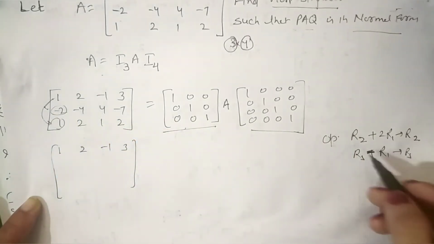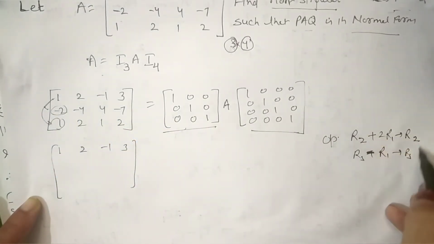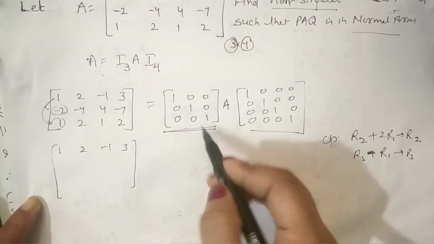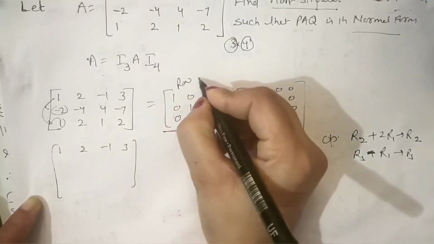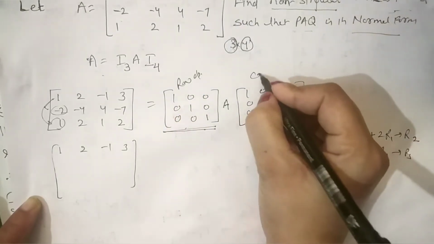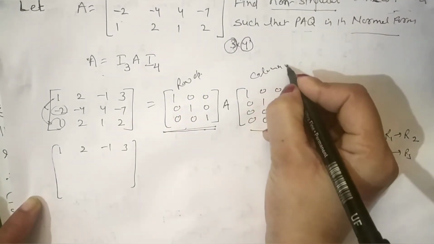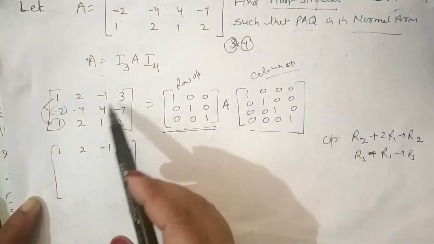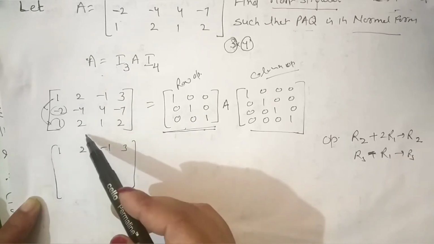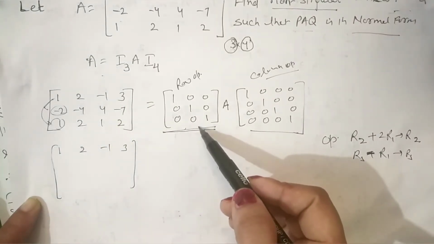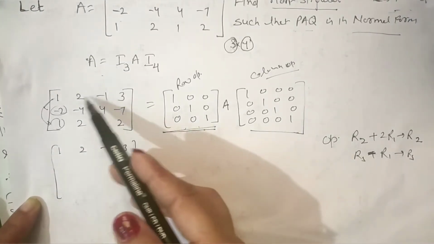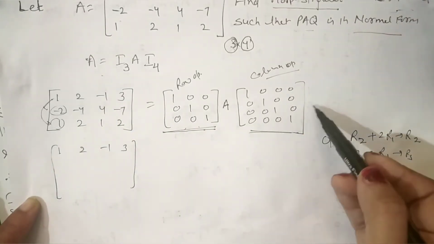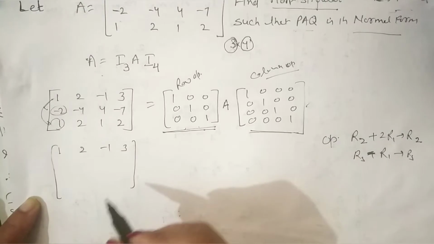When this operation is done on the rows, the matrix on this side will change. This will change according to row operations and this will change according to column operations. So you have to remember and keep in mind that whatever operation is done on this matrix, the same operation will be done on this one if we apply a row operation, and if a column operation is applied, then the column operation will be applied on the last matrix.